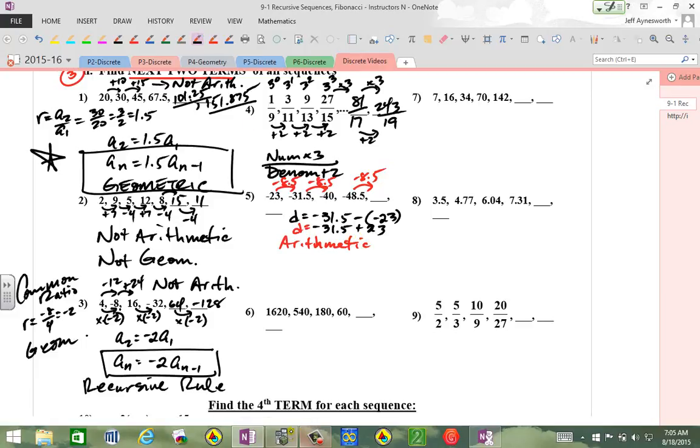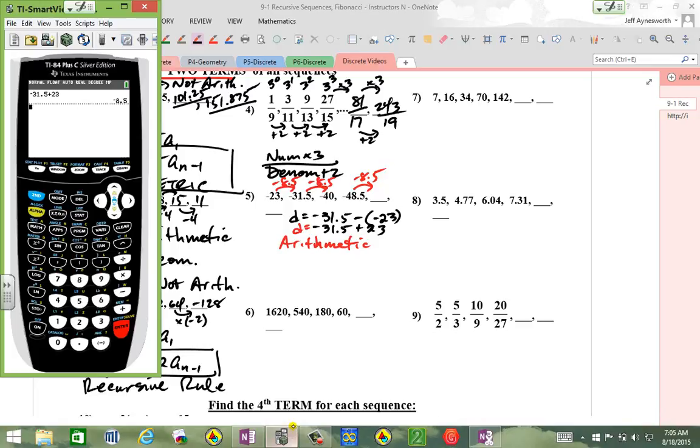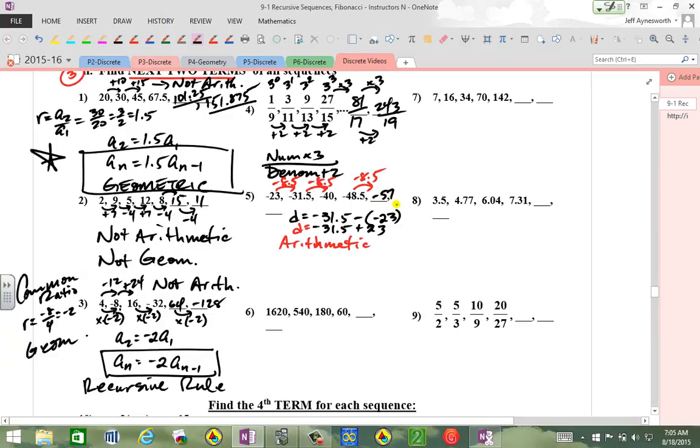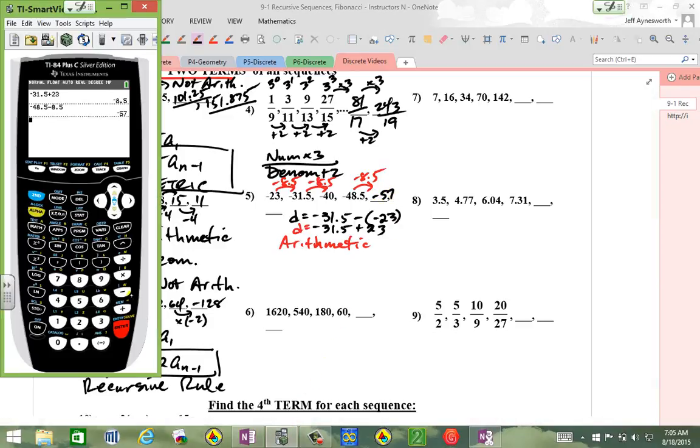So what I'm going to do is enter in my last term given, negative 48.5. There we go. Minus 8.5, and I get my next term, which is negative 57. And then I have to subtract 8.5 again. So minus 8.5. Again, I get negative 65.5.